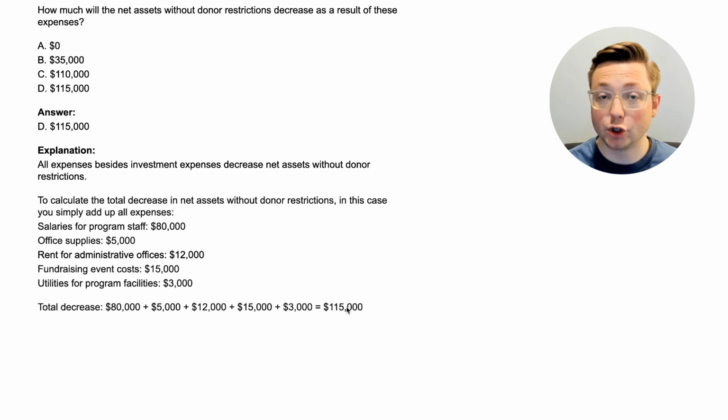Now, that's not something you'll deal with super heavily, most likely, but just so you know, investment expenses are not something that will for sure decrease the net assets without donor restrictions. They might flow to that eventually, but it's not guaranteed, whereas all other expenses will decrease without donor restriction net assets. That's an easy rule to remember, I think, so let's go to the next question.